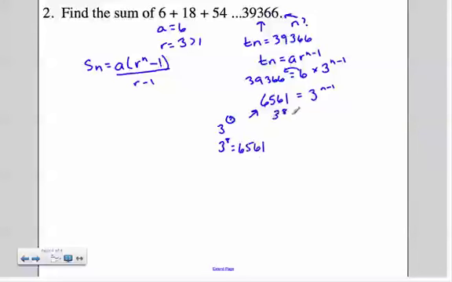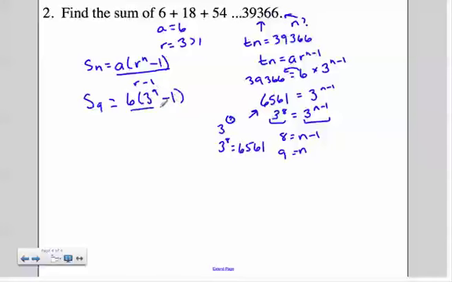So instead of 6,561, I can have 3 to the 8th. Because I have two powers where the 3s are the same, and they're equal, the exponents, the 8 and the n minus 1, have to be the same as well. So that tells me n is 9. Now I can actually do the question because I have all the information. I'm looking for the sum of 9 terms, which is 6 times 3 to the 9, subtract 1, all over 3 subtract 1, which gives me 6 over 2.